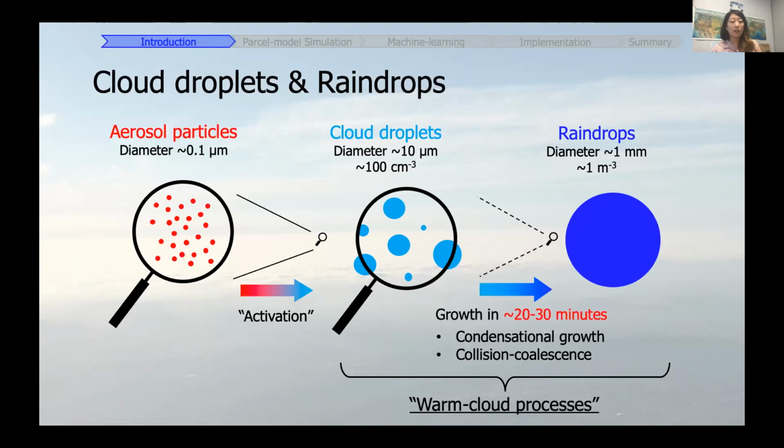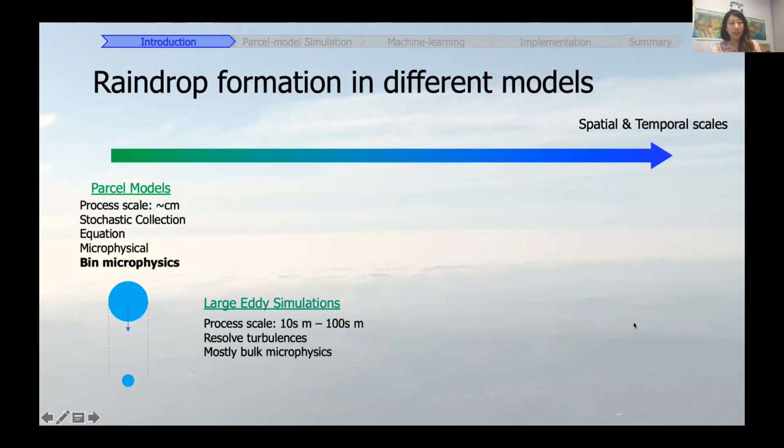So I call these processes warm cloud processes because they don't involve any ice phase, ice crystals, or snow, or ice phase hydrometeors. And the topic of today's talk is parameterizing warm cloud processes. So if you can go to the next slide, here I'm trying to explain how the raindrop formation process, or the conversion process from liquid droplets to raindrops, is parameterized or represented in different kinds of models.